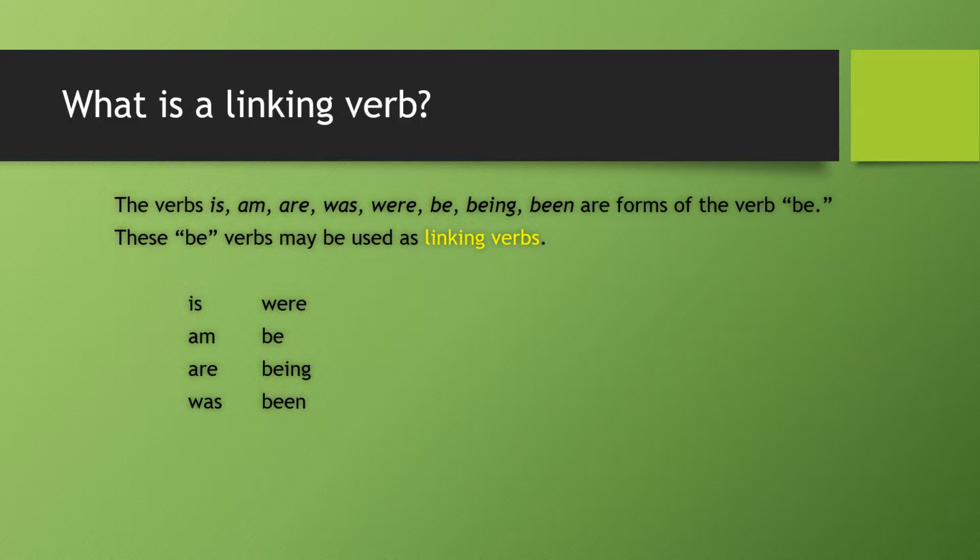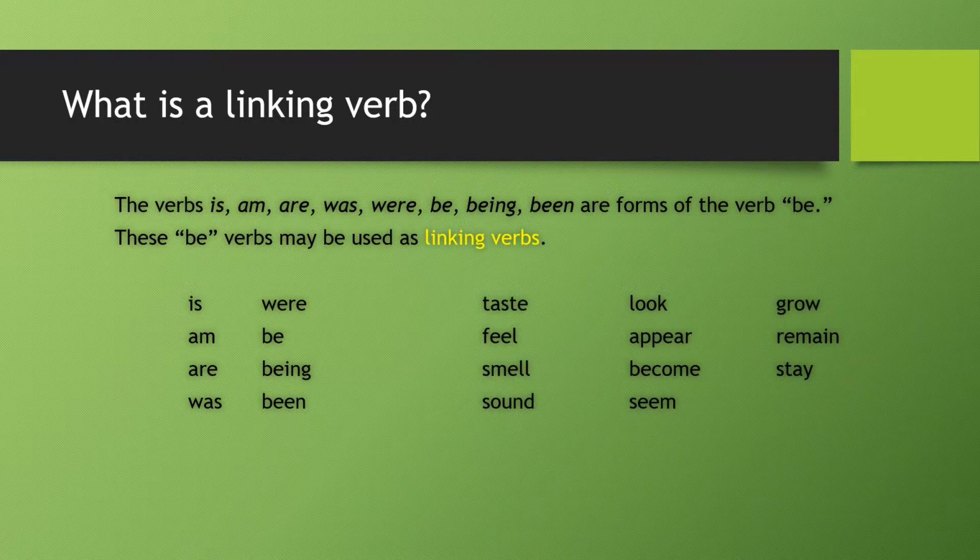All of these be verbs may be used as linking verbs. Now, they're not always linking verbs, and we'll talk about that in another class, but they can be used as linking verbs. Is, were, am, be, are, being, was, been. But here's another grouping of words that can also be used as linking verbs.